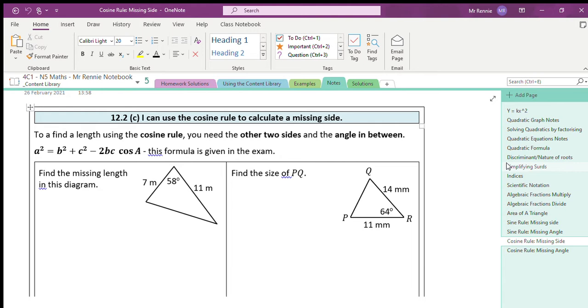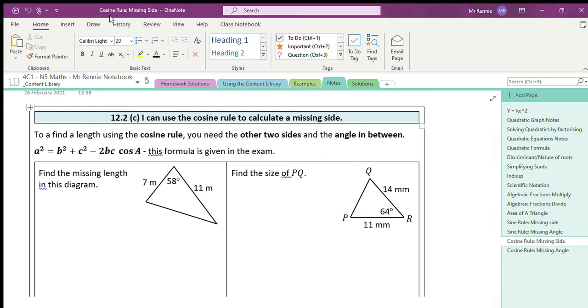So to find a length using the cosine rule, we need to know the other two sides of the triangle, including the angle that fits in between them. It's a bit more like the setup we have for the area formula, where we have to know the two sides and the angle between them. It's the same for the cosine rule. However, the cosine rule will help us get the other side.